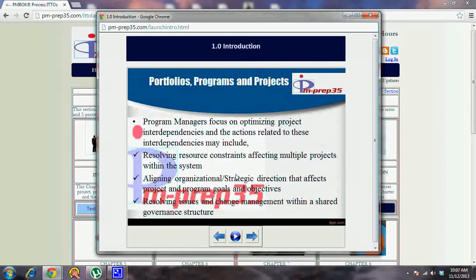He has to have governance structures for how to handle changes, because how you handle changes is where your real experience comes out as a manager. So he has to have a governance structure to effectively handle changes. So these are some of the important roles of a program manager.